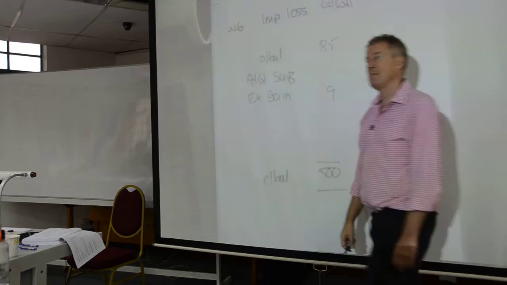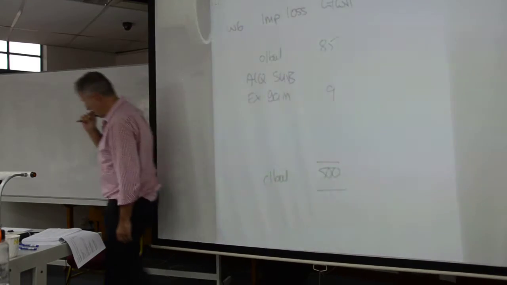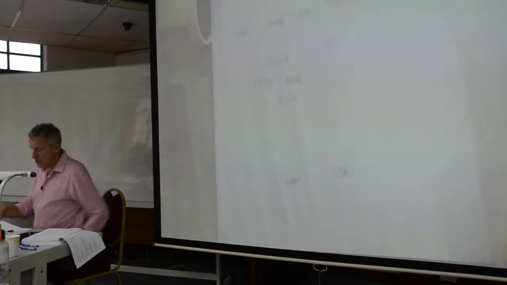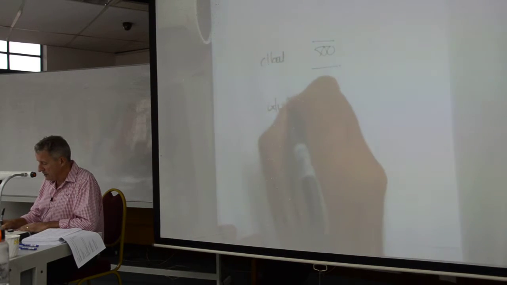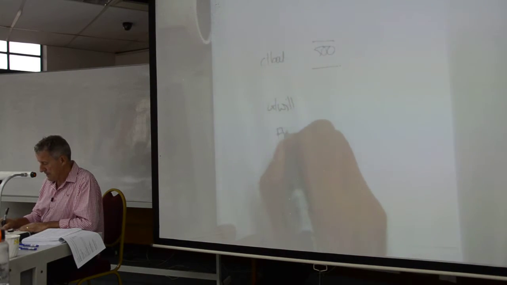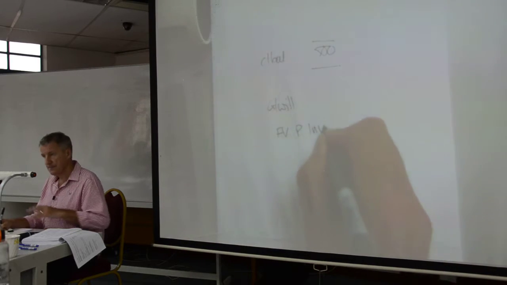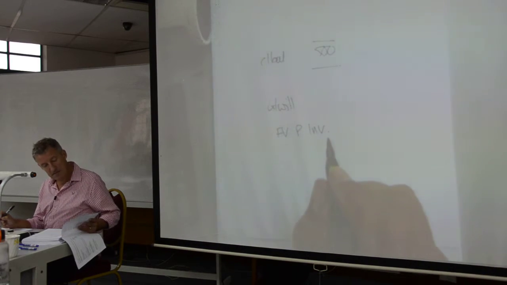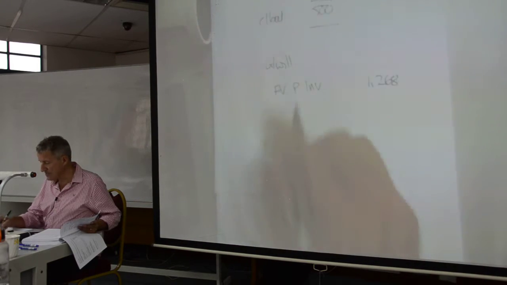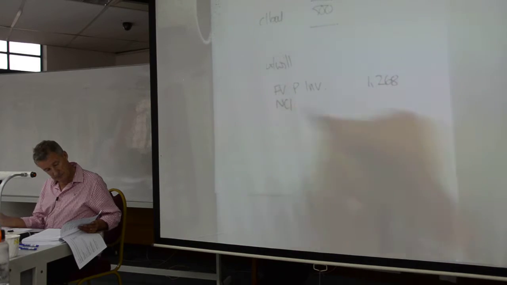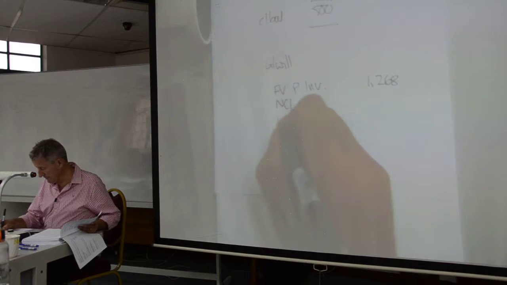Let's see how much goodwill was acquired when we bought the new sub. So I'm trying now to calculate the goodwill on the acquisition. When I bought the sub, Hannah, the cost of the investment was 1268. NCI? Proportion.